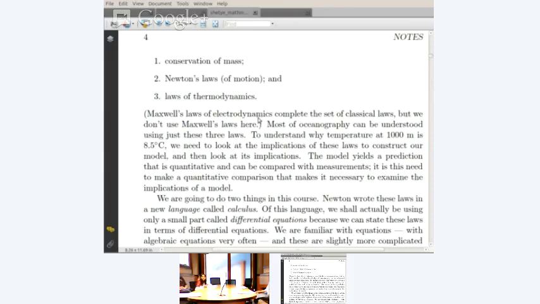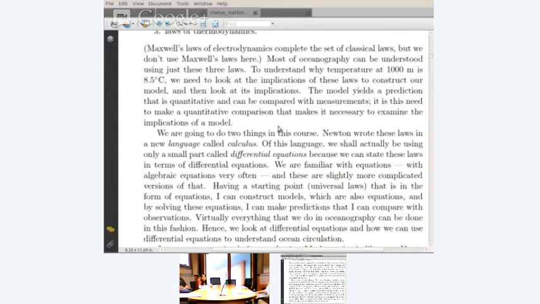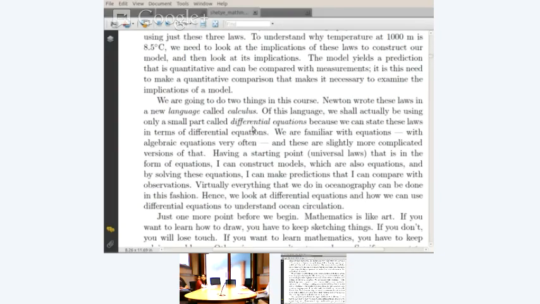The only other classical laws are Maxwell's laws of electrodynamics, but we are not concerned with them. To understand why temperature at 1,000 meters is 8.5 degrees Celsius, we need to look at the implications of these laws to construct our model, and then look at its implications. The model yields a prediction. It actually gives you numbers that can be compared with the measurements. It is this need to make a quantitative comparison that makes it necessary to examine the implications of a model.